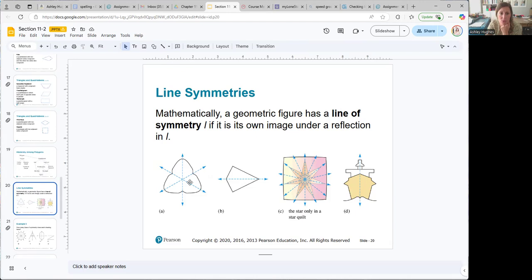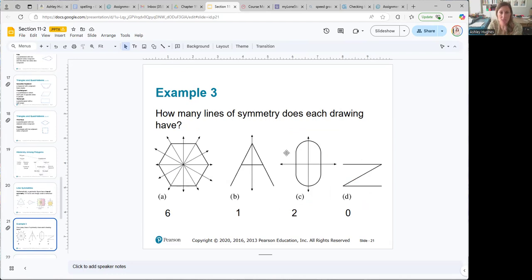Like this one has 3 lines of symmetry. This one has 1. This one has a lot of lines of symmetry. This one has 1. How many lines of symmetry does this have? 1, 2, 3, 4, 5, 6, 7, 8, 9, 10, 11, 12. This one just has 1, this one has 2, and this one has none.